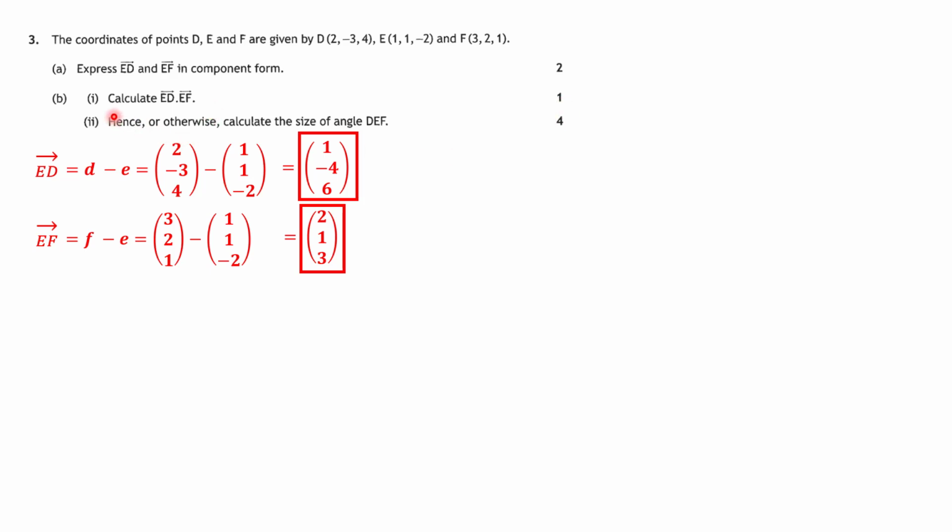Part B is in 2 parts. The first part says calculate the dot product of the 2 vectors in part A, and then hence or otherwise calculate the size of the angle between them, which is angle DEF. So the dot product will be changed to component form, and then we calculate the dot product like this. Multiply each of these in pairs together, and then add them up. So you're going to have 1 times 2 is 2, negative 4 times 1 is negative 4, 6 times 3 is 18. Then you find the answer to that, so that's going to be negative 2 plus 18 is 16.